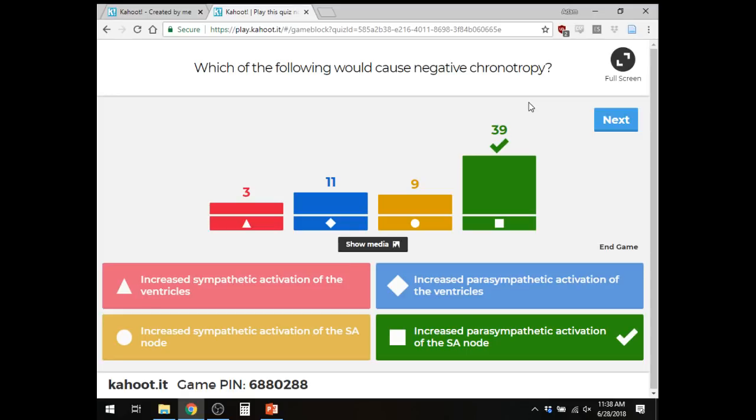And then how about increased parasympathetic activation of the SA node? Obviously, it would be slowing down the heart. The negative chronotrope. What neurotransmitter is that? Acetylcholine on what kind of receptor? Muscarinic, good, okay. Make sense, everyone?